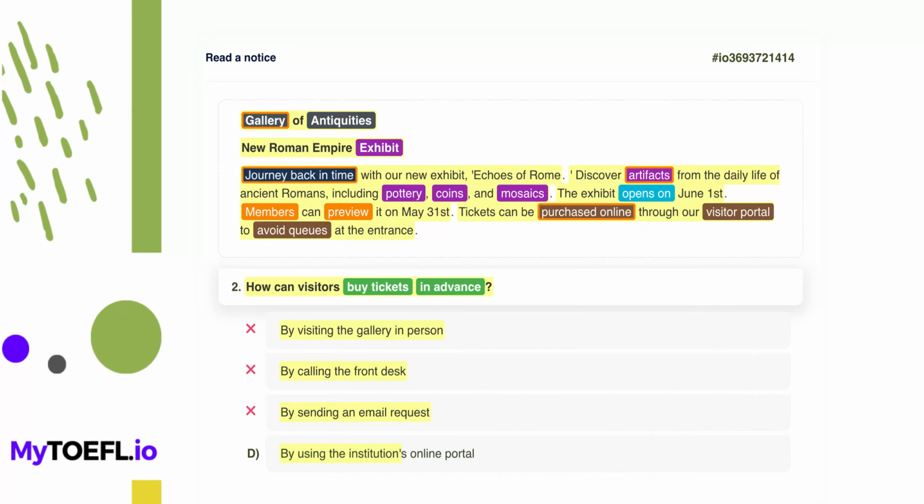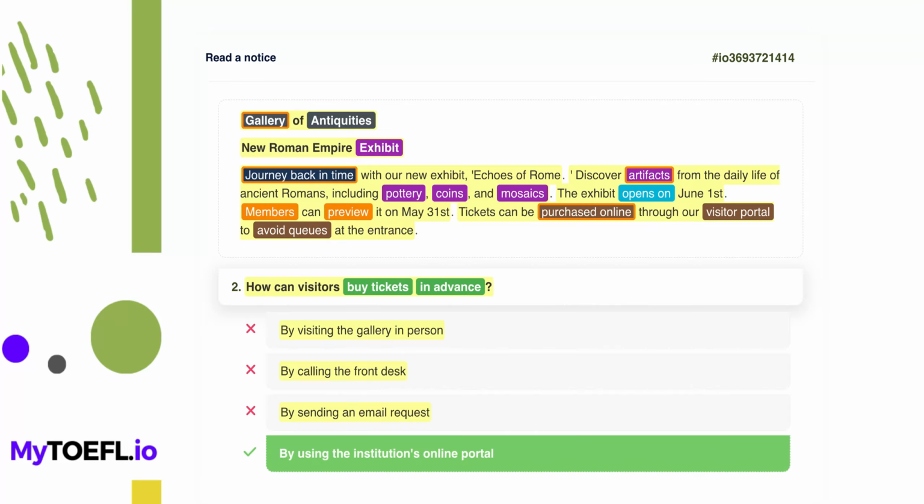Now let's take a closer look at option D. By using the institution's online portal, option D says to use the online portal. This matches the text perfectly, which states, tickets can be purchased online through our visitor portal. This is the exact method described for advance purchase to avoid lines. This option is correct. The correct answer is D, because the key expressions in the text match this option exactly, showing that careful scanning of the passage leads to the correct answer.